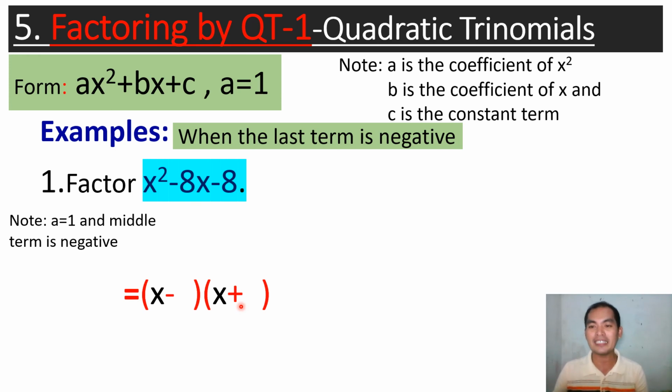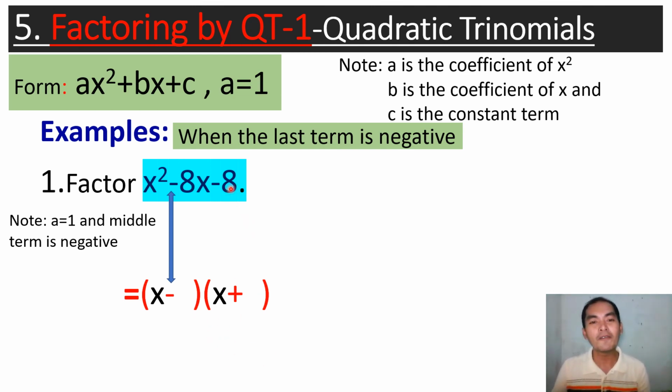Paano mo malalaman saan ilalagay yung malaking factor? Sa negative ba or sa positive? Ganito lang po yon. Kung ano ang sign ng middle term, yun din ang sign ng malaking number. So the middle term is negative. Therefore, dito natin ilalagay yung malaking number na pag minultiply ay 8, then pag inadd ay 8. What do you mean by add? Adding unlike sign is subtracting the numbers.